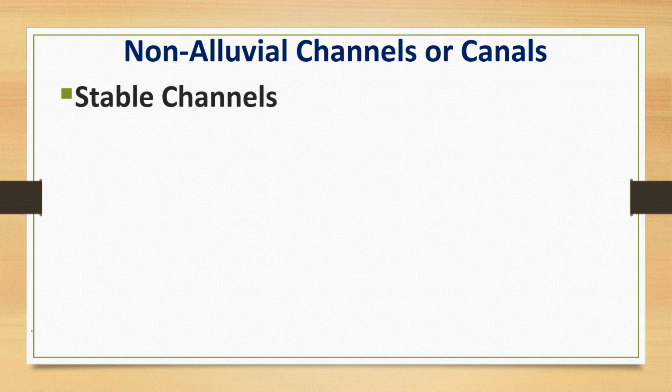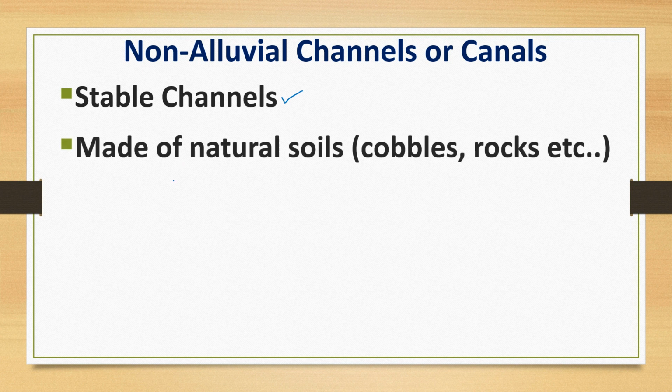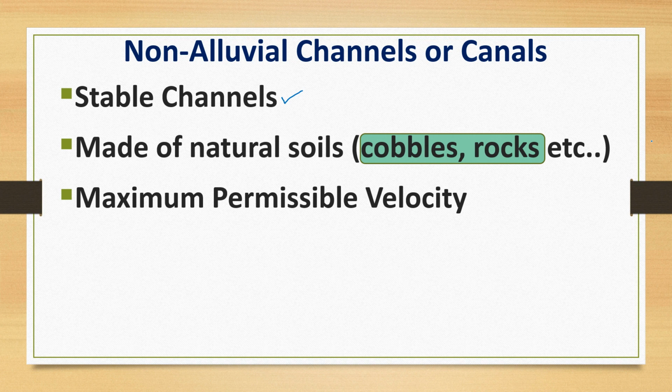So what are the characteristics of a non-alluvial channel? The first characteristic of a non-alluvial channel is that they are stable, because material cannot be eroded and transferred, so they are stable channels. The second characteristic is they are made of natural soils like cobbles, rocks, etc. Means you can say that they are made of strong clays and strong materials which cannot be eroded with the velocity of water, and they can be designed with the maximum permissible velocity. So here the permissible velocity is maximum. We can keep it up to 2.5 or 2.6 meters per second.